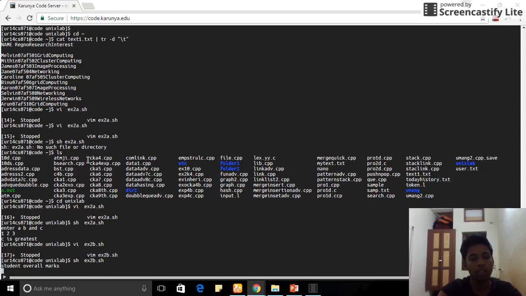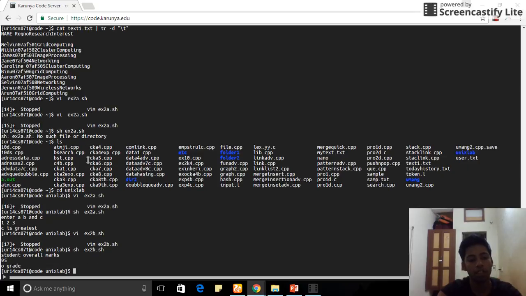So it's asking for the overall marks of the student. I am writing 95. It means it belongs to the first category, which means that the student has an O grade.